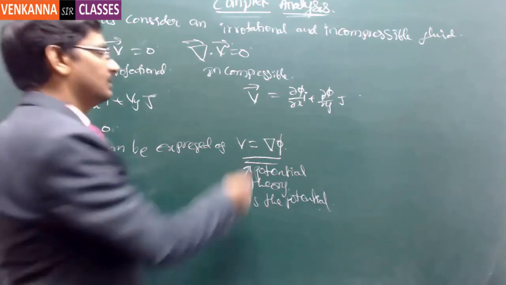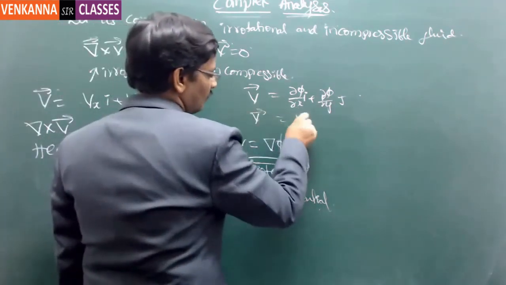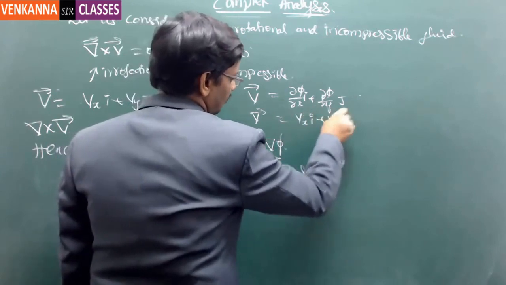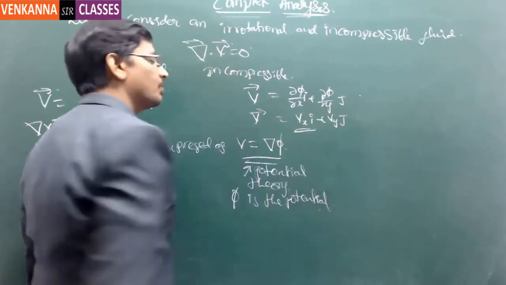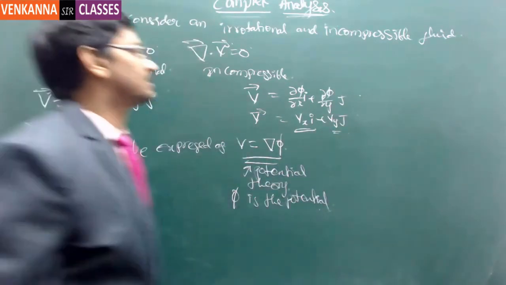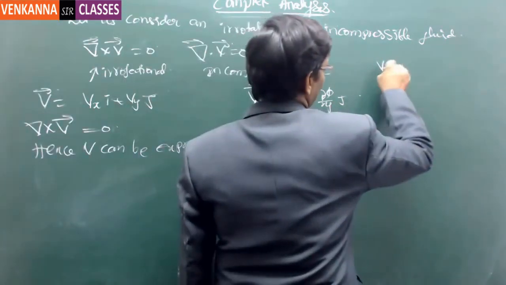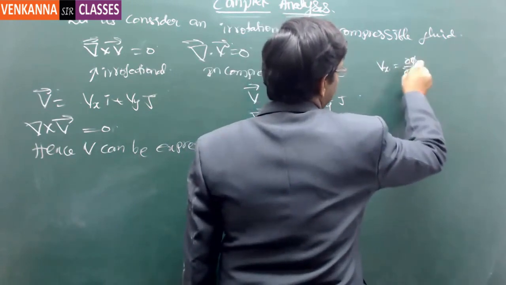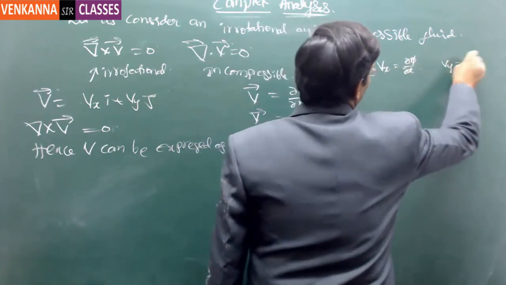But V, again, you can express as Vx into i plus Vy into j, where this is the horizontal component of velocity and this is the vertical component of the velocity, which essentially means that Vx is equal to dou phi by dou x and Vy is equal to dou phi by dou y.